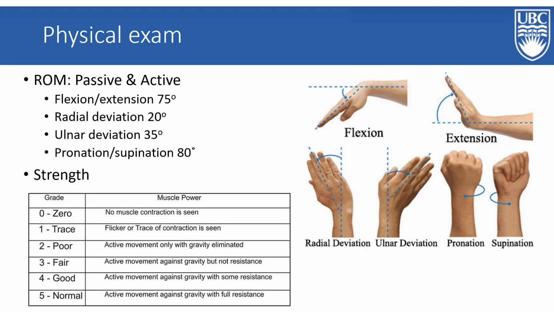Then assess the movement strength using the muscle power assessment, or MRC scale, as shown here. It is important to examine the joints above and below the wrist, as well as to compare the exam findings bilaterally for a complete physical exam.